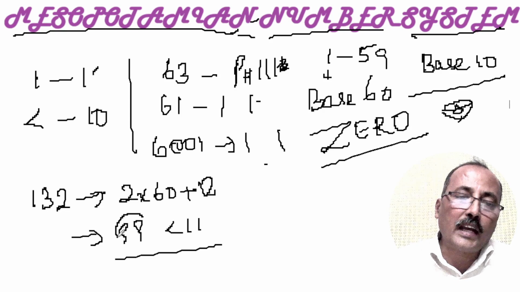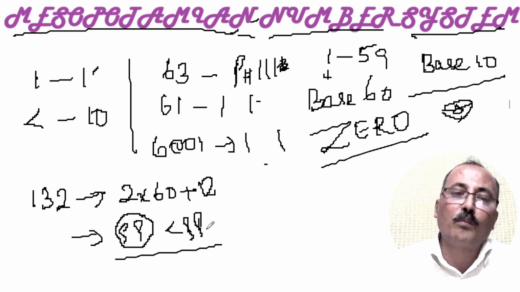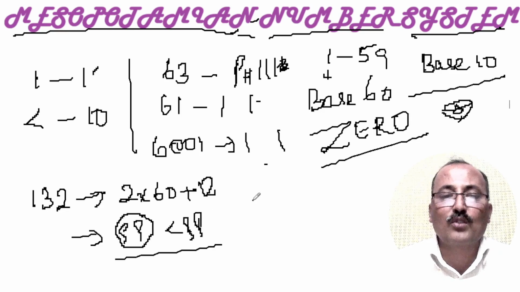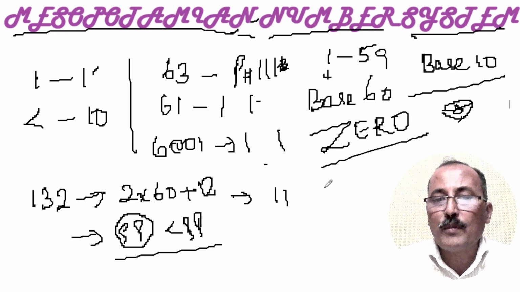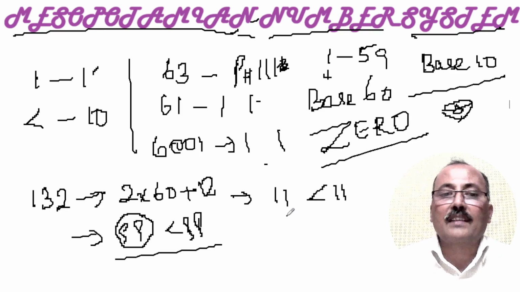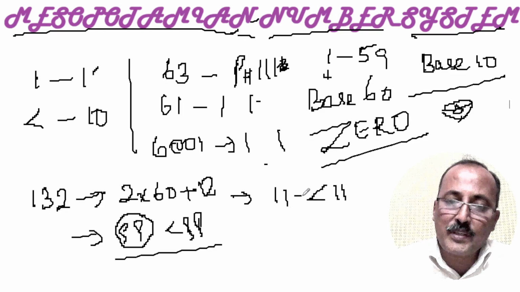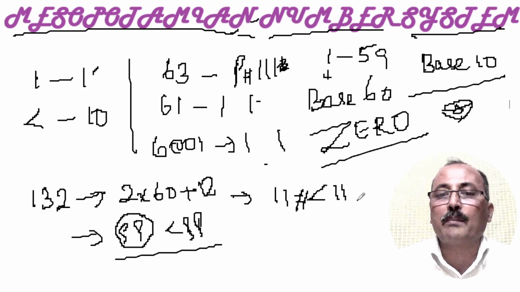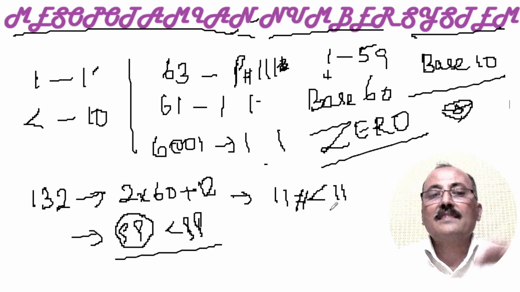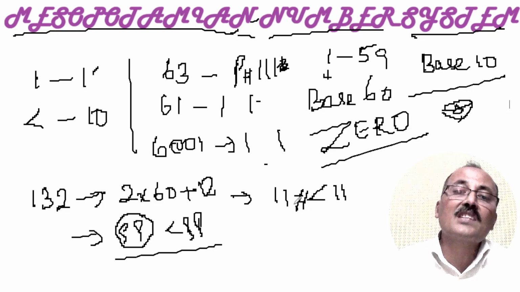See, here I use a different symbol and here I use a different symbol, but no problem, both can be the same. So for 132, we can write 1, 1, gap, and 12. That's all. You have to understand that some gap they left. If they leave some gap, that means the number is the next number, that means it goes to 60. These numbers denote 60.